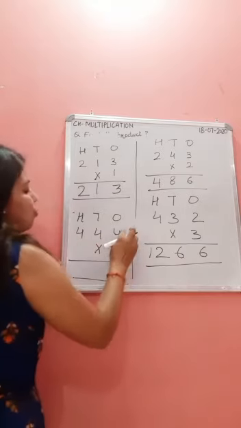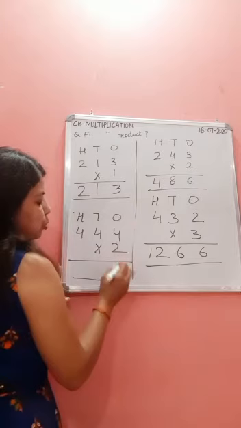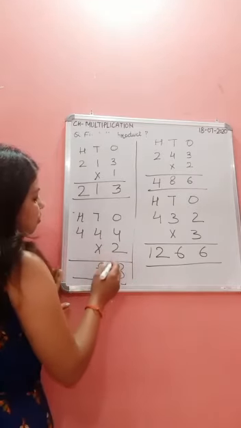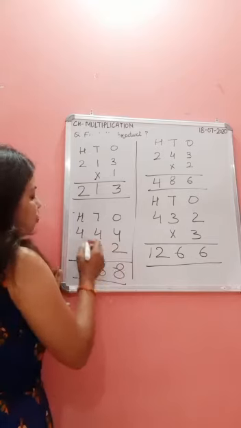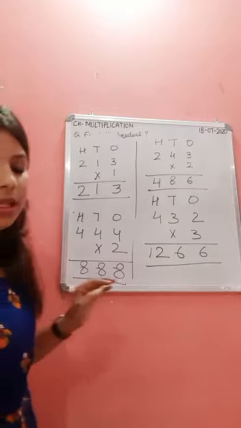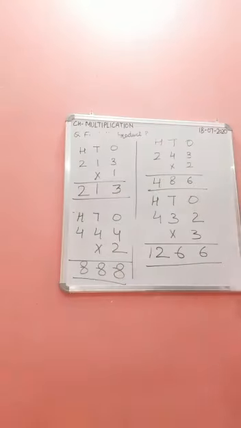Now 2 4s are 8 on the ones position. 2 4s are 8 on the tens position. 2 4s are 8 on the hundreds position. So 888 is the answer. Okay, so these are your sums for today's class.